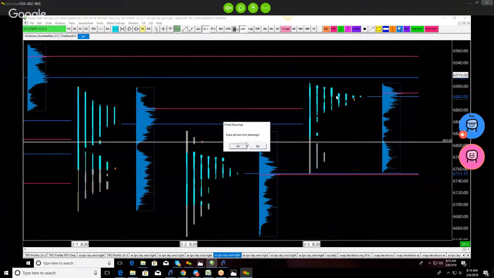I hit erase all lines. Why is this not erasing all lines? I'm not sure. That's fine. I'll go figure it out. Not important right now.